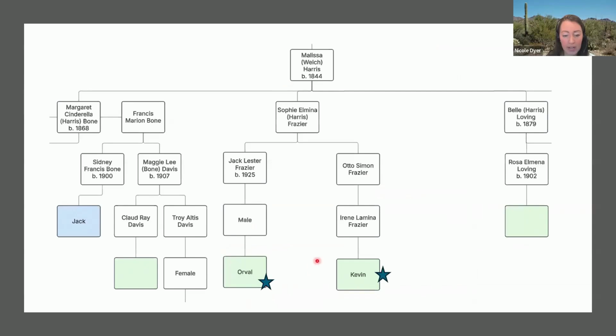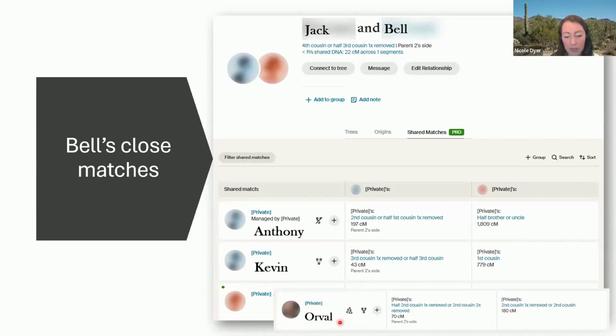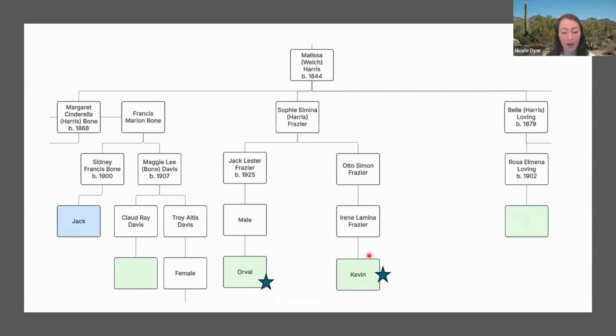So it looks like Belle and Anthony probably belong in the descendancy of Sophie because of their closest matches with Orville and Kevin. Orville is a little bit lower down on the list here with Belle, but he does share 180 centimorgans with Belle. So what can I do with all this information? How can I tell where Anthony and Belle fall in Sophie's tree? Where do they fall here? I know a lot of the shared match information and how much they share with these people and with Jack and with each other, but it's kind of a lot of information to process on my own.